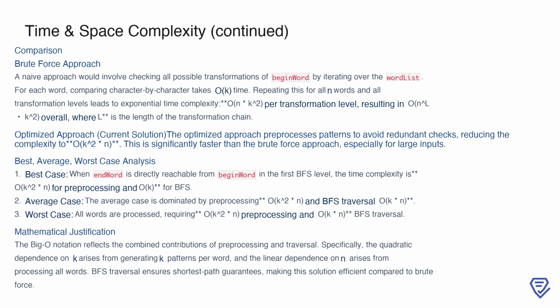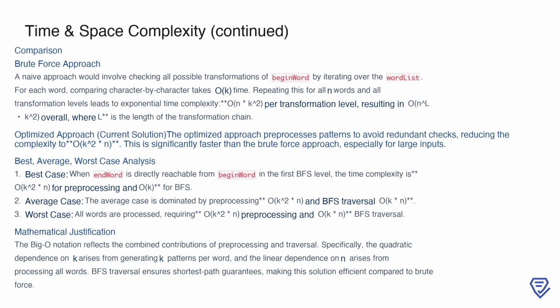Now, considering best, average, and worst case scenarios, the best case occurs when the n word is directly reachable from the begin word in the first BFS level. Here, the time complexity is k²*n for preprocessing and k for BFS. In the average case, preprocessing dominates with k²*n, and BFS traversal adds k*n. Finally, in the worst case, all words are processed, requiring k²*n preprocessing and k*n BFS traversal.